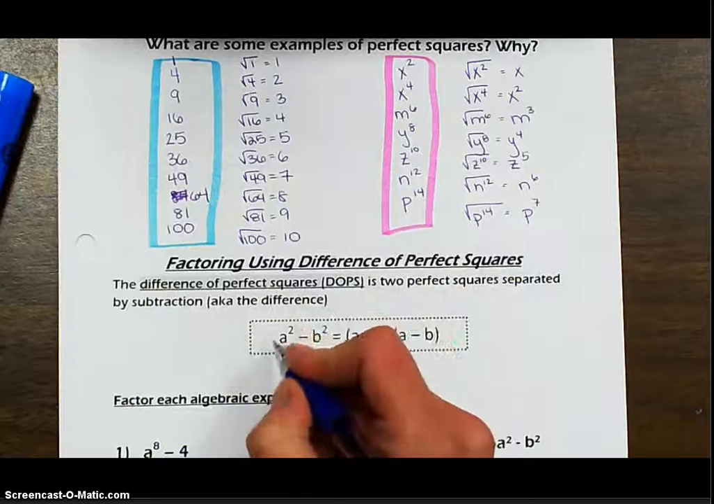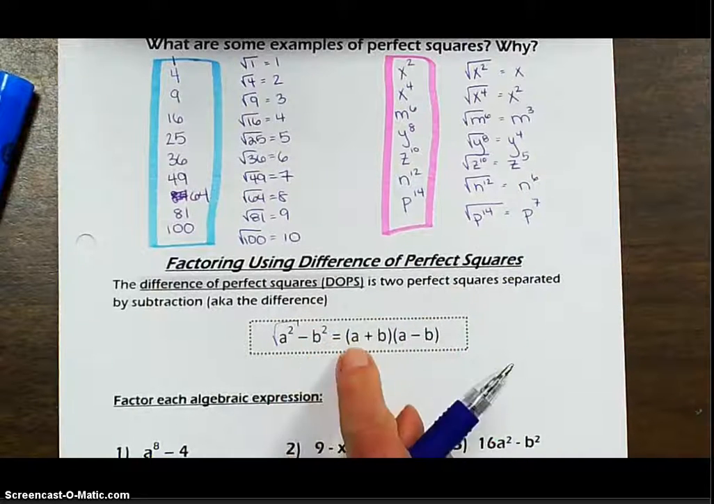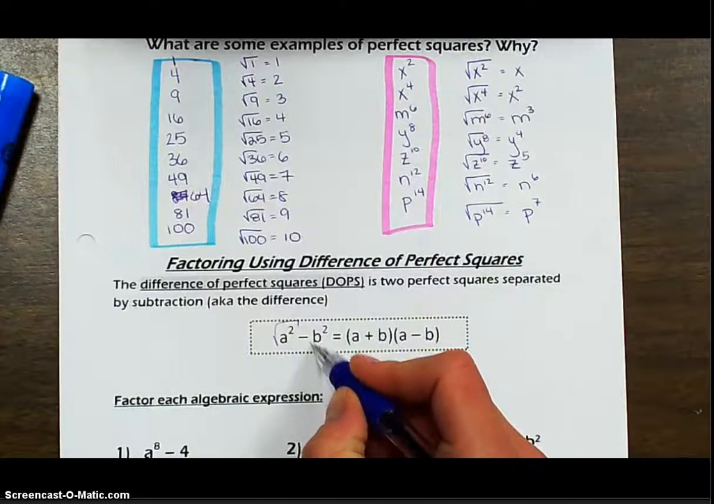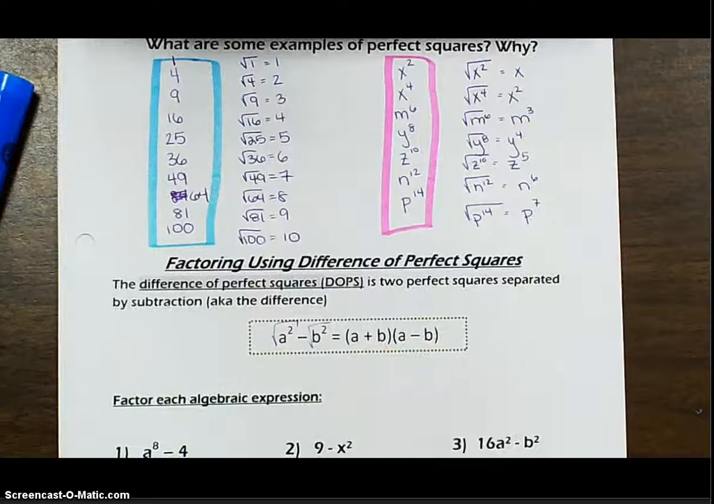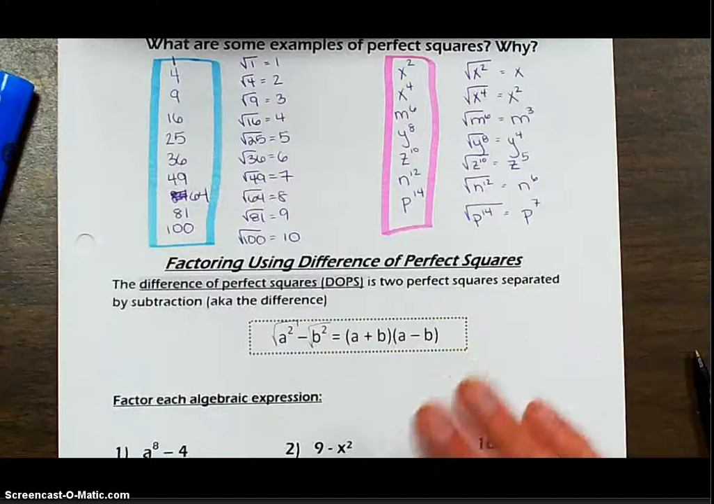Okay, you're going to take the square root of a squared, which would be a and a. And then you take the square root of b squared, which would be b and b. One gets a plus, one gets a minus. All right, so that's the formula for difference of perfect squares. So let's go ahead and try it.